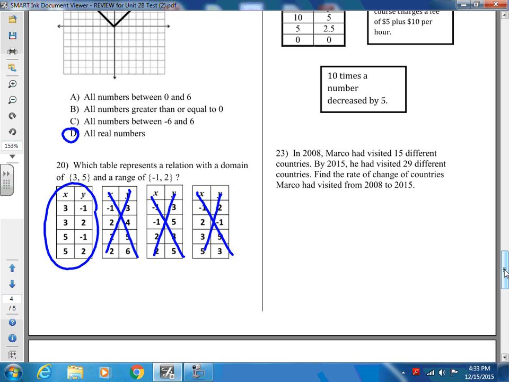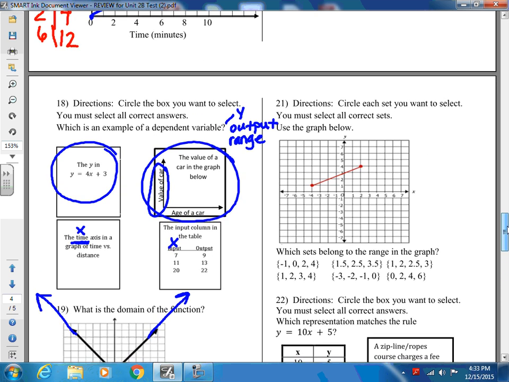Okay. If you go to the next problem, looking at number 21, we want to identify which sets below belong to the range of the graph. In other words, in which ones of these problems can we find all of these numbers on the y-axis or on the line, right? So we're looking at y values, right? So -1 is right here. That is not on the graph, so we're not even going to look any further at the rest of the numbers. So go to the next one.